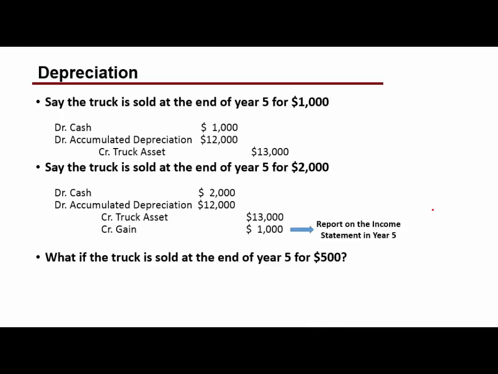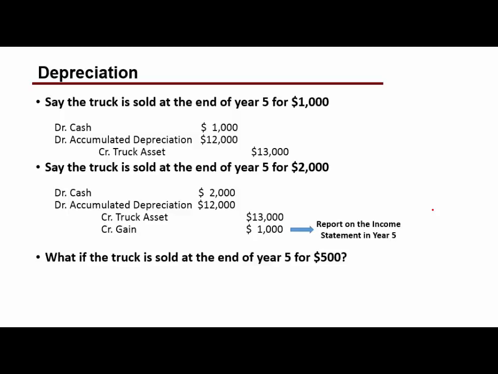Now, what happens? Eventually we sell the truck, don't we? And let's say we sell that truck, we get rid of it, and say we sell the truck at the end of year 5 for $1,000. Well, we're going to get $1,000 cash. We're going to debit. The accumulated depreciation was up to $12,000, wasn't it? So we'll debit the accumulated depreciation to eliminate that from our books because the truck is going, isn't it? We're getting rid of the truck, so we'll get rid of the accumulated depreciation. We credit the truck. Perfect, right? It worked out perfectly, didn't it?